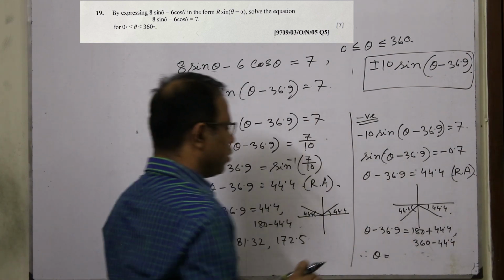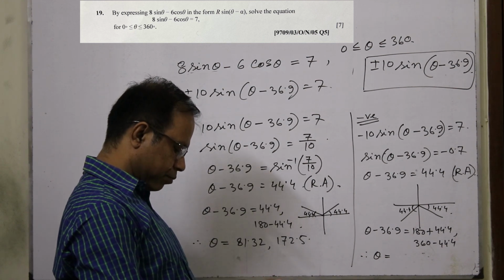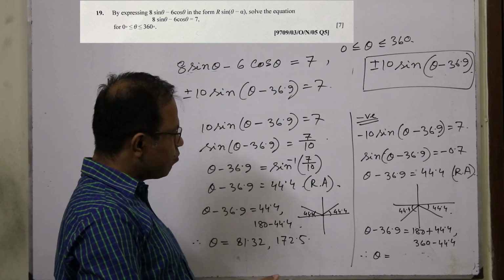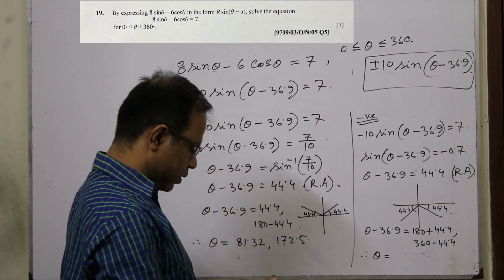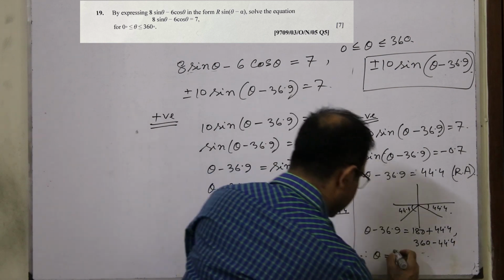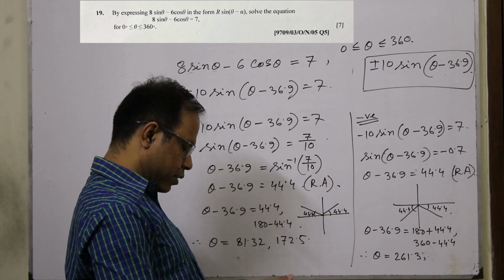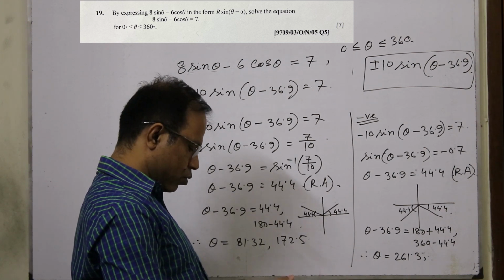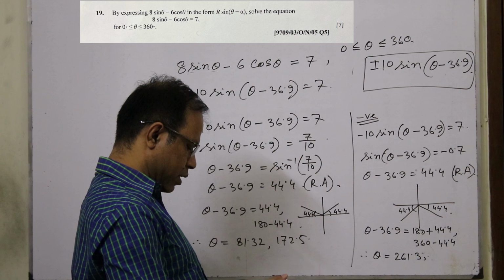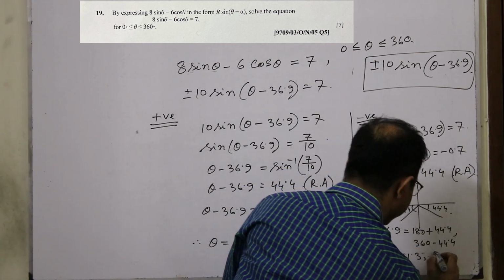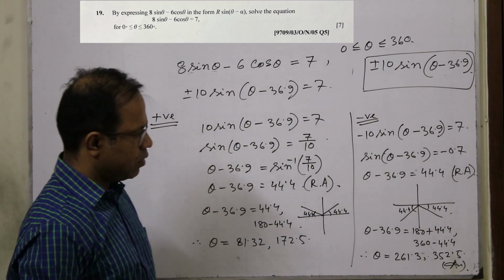Now theta equals, using a calculator, 180 plus 36.9 plus 44.4, which is 261.3, and the last solution is 360 minus 44.4 plus 36.9, which will be 352.5. So these are the solutions of this question.